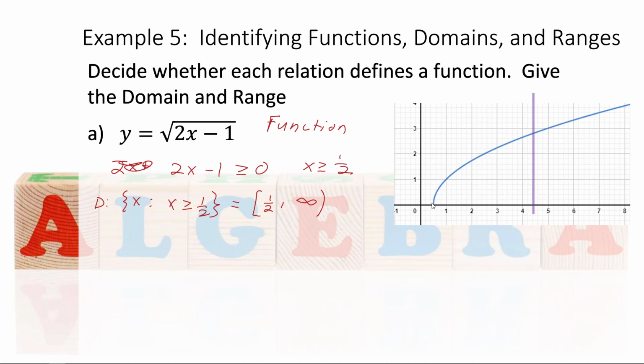What is the range? Well, we can tell this from the graph. Our lowest value is going to be 0. And then your outputs will increase all the way up to infinity. So your range will be from 0 to infinity.